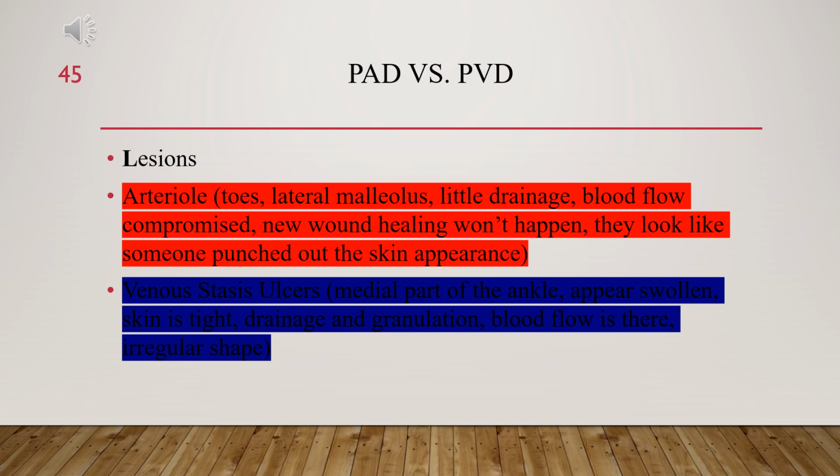And venous, on the other hand, you're going to see lesions on the medial part of their ankle. It's going to appear swollen. The skin is going to be tight. There's going to be drainage and granulation because blood flow is there. Remember, it can't really get back, but it's there. And usually these lesions have an irregular shape.